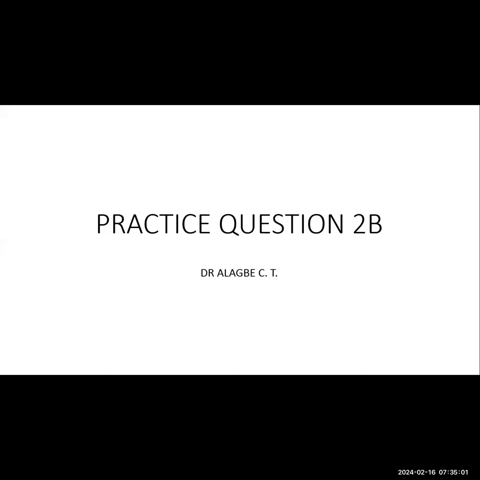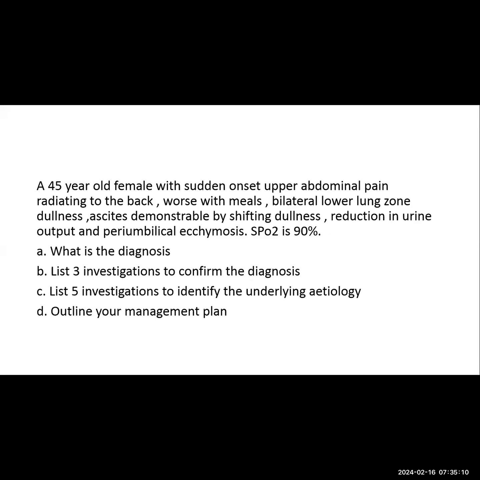Good morning, my teachers, my senior colleagues, and my colleagues. I'll be taking practice question 2B of the October 2022. The question reads: a 45-year-old female with sudden onset of upper abdominal pain radiating to the back, worse with meals, bilateral lower lung zone dullness, ascites demonstrable by shifting dullness, reduction in urine output, and periumbilical ecchymosis. Oxygen saturation is 90%. What is the diagnosis? List 3 investigations to confirm the diagnosis. List 5 investigations to identify the underlying etiology and outline your management plan.